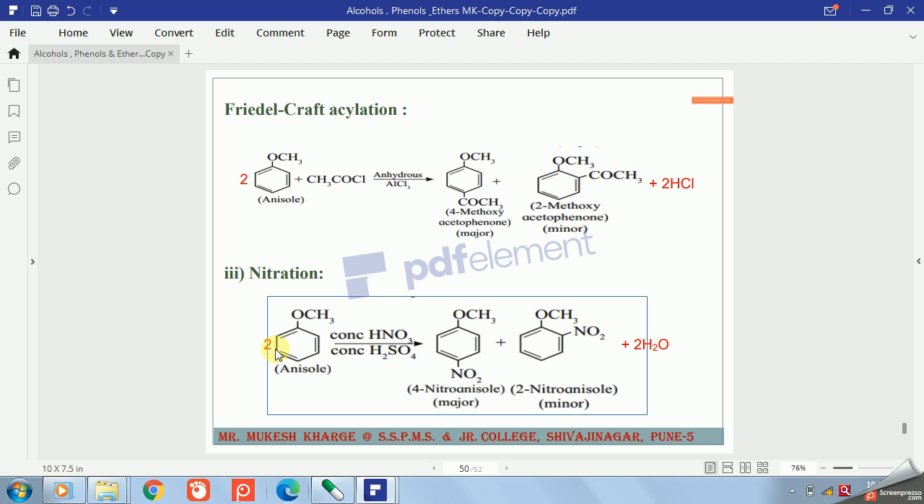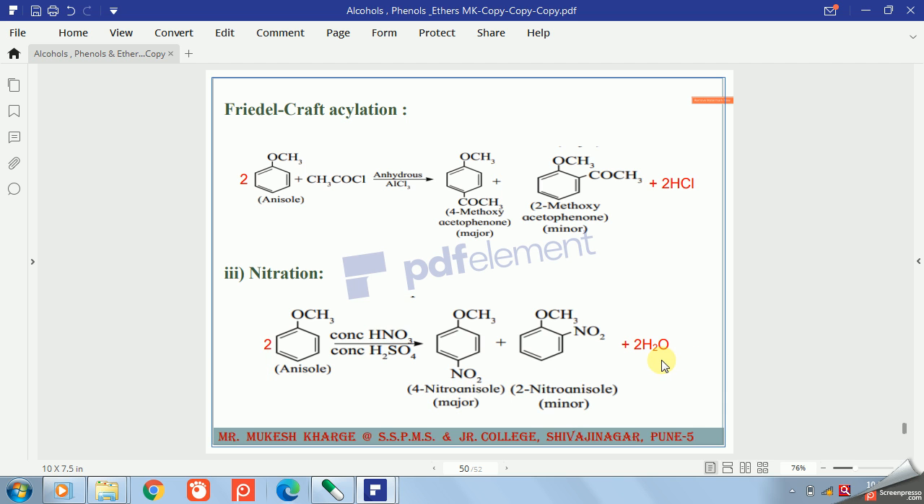And the next one is nitration. When 2 moles of anisole react with nitrating mixture. What is the nitrating mixture? A mixture of concentrated nitric acid and concentrated sulfuric acid. So hydrogen at ortho and para positions is substituted by the NO2 group. So we get 4-nitroanisole and 2-nitroanisole. Among that, 4-nitroanisole is the major product, plus water molecules 2 times. So remember this.